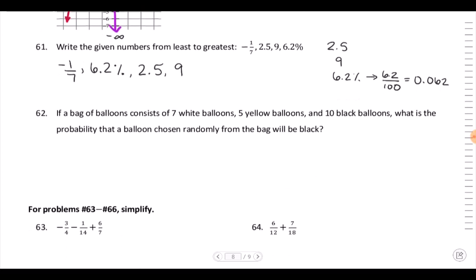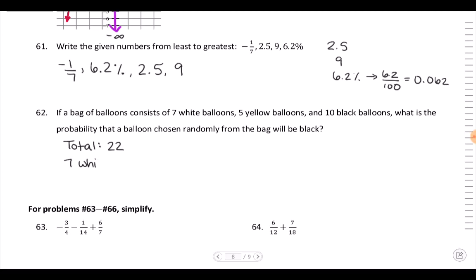A bag of balloons consists of 7 white balloons, 5 yellow balloons, and 10 black balloons. What is the probability that a balloon chosen randomly from the bag will be black? Okay, first we need to know what's the total number of balloons in the bag. So the total number of balloons would be 7 plus 5 plus 10. So 7 plus 5 plus 10 should be 22. Total of 22. We have 7 white, 5 yellow, 10 black.